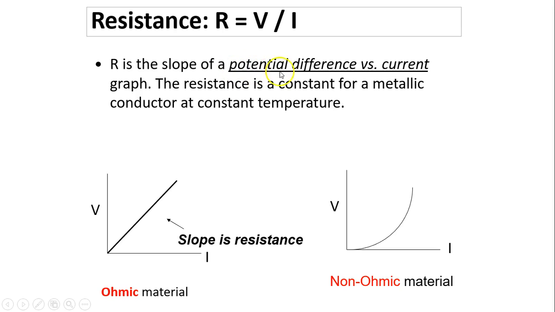So R is the slope of a potential difference versus current graph. The resistance is constant for a metallic conductor at a constant temperature. So in this case, this is an ohmic material.